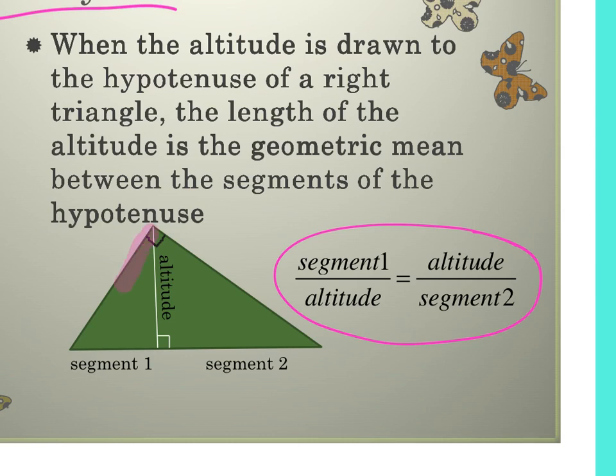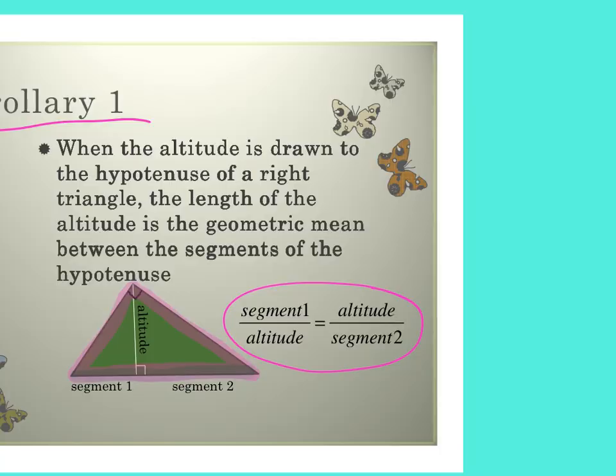So if I look at this triangle here, the hypotenuse of that triangle is divided into two parts, this segment and this segment. And it doesn't matter which one you call 1, and it doesn't matter which one you call 2, as long as you set it up so that the altitude of the triangle, which is the thing inside the triangle, is the part that gets repeated. So if I choose this segment, which is segment 1, over that altitude, it's going to equal that altitude over segment 2.